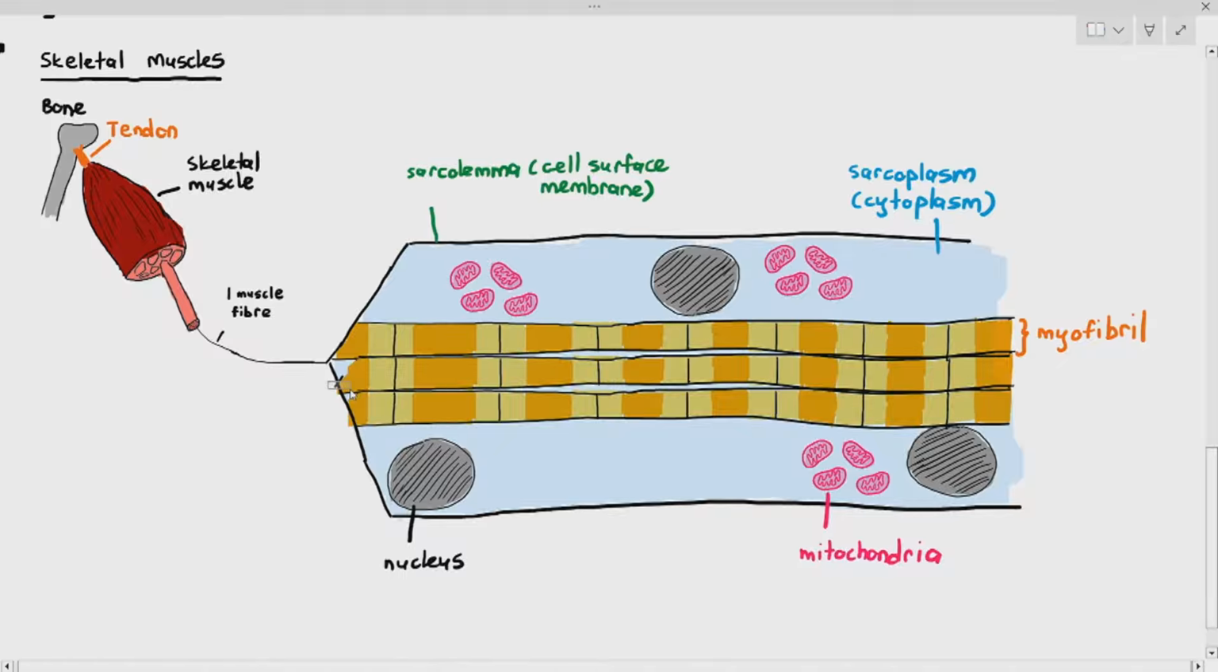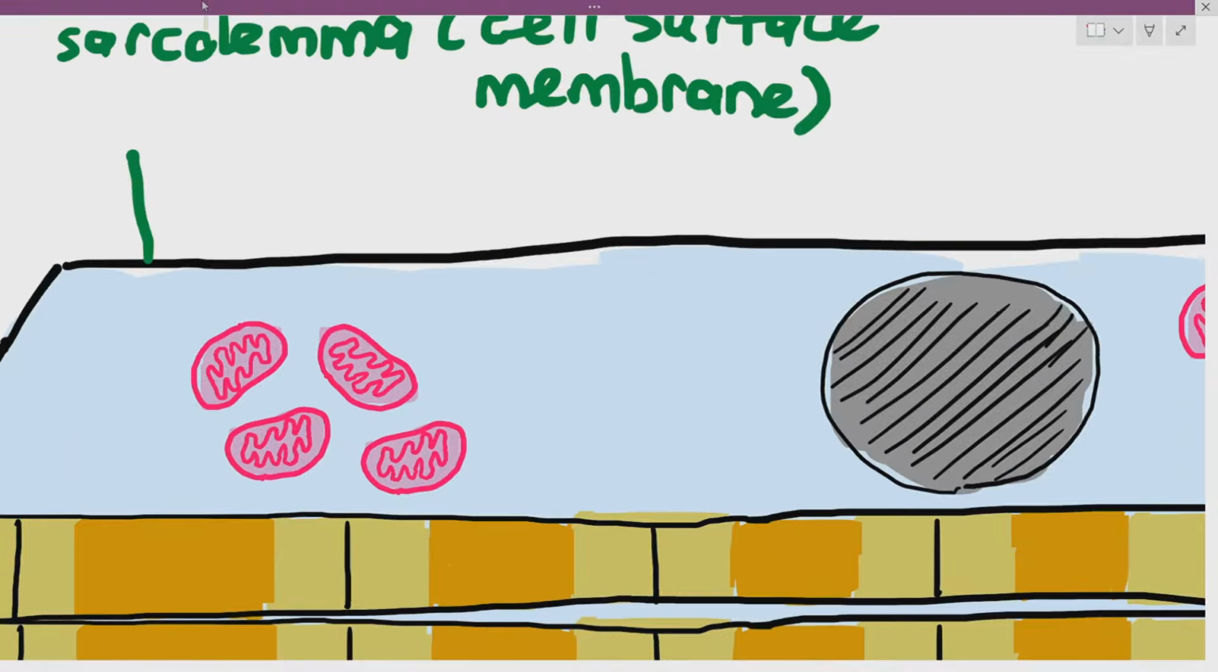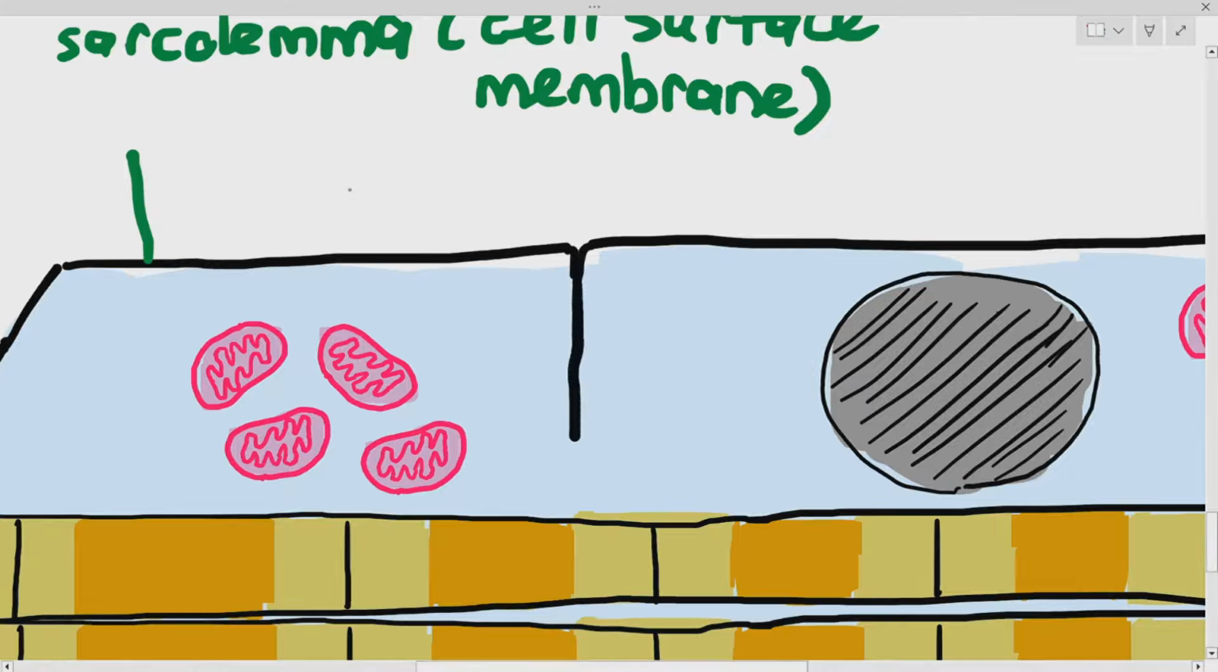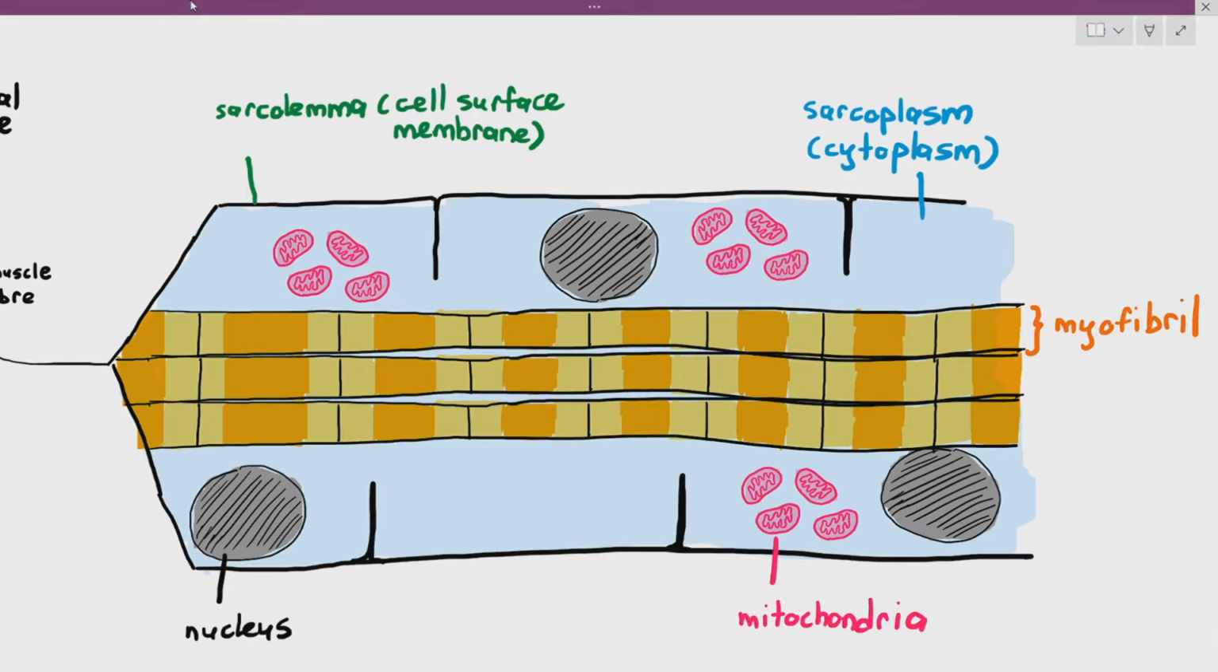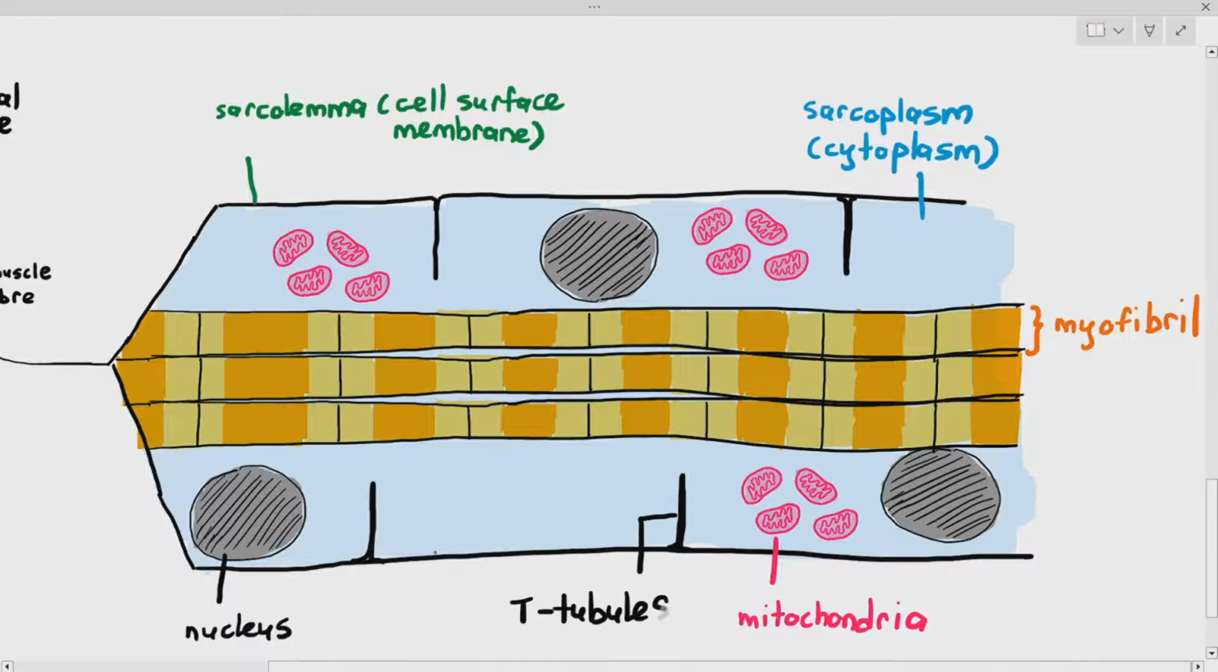Now, if we were to zoom in on the cell surface membrane or the sarcolemma, we notice that certain parts of the cell surface membrane will fold inwards, but not completely. They just fold inwards slightly. And I'm drawing this in, no, this is not cytokinesis, okay? But the cell surface membrane folds inwards, and every part where it folds inwards is referred to as T-tubules or transverse tubules.